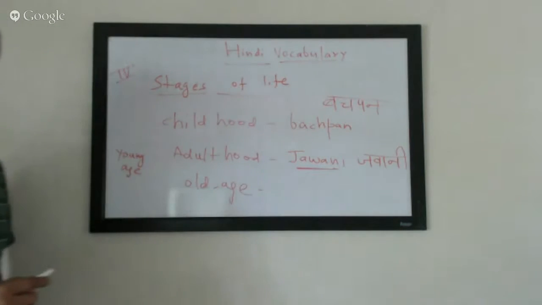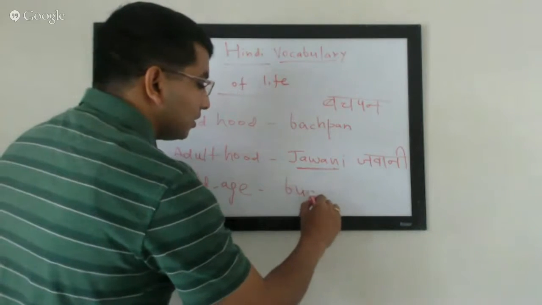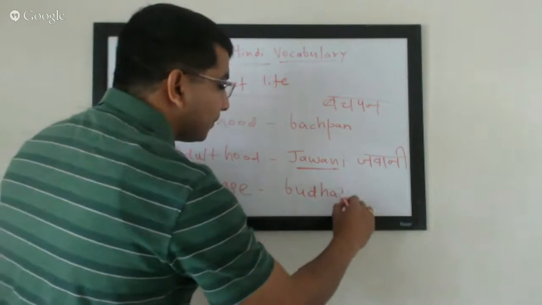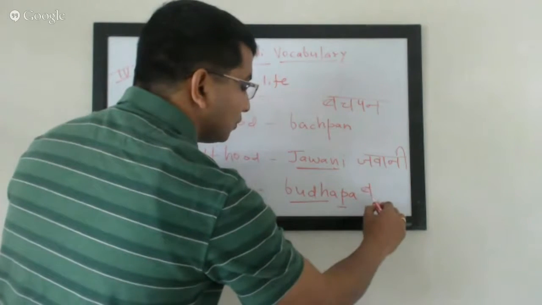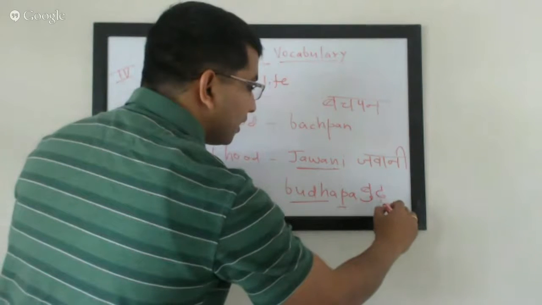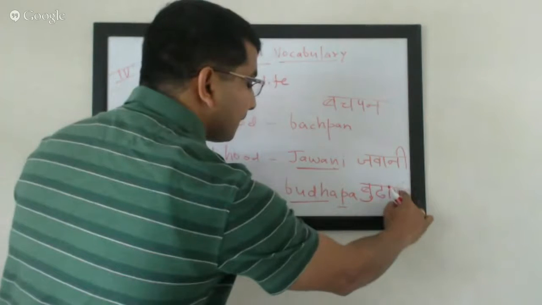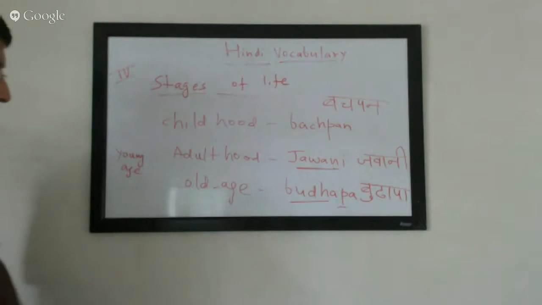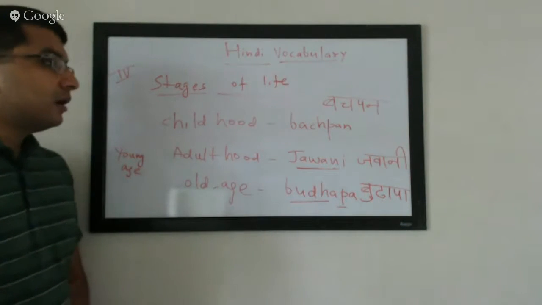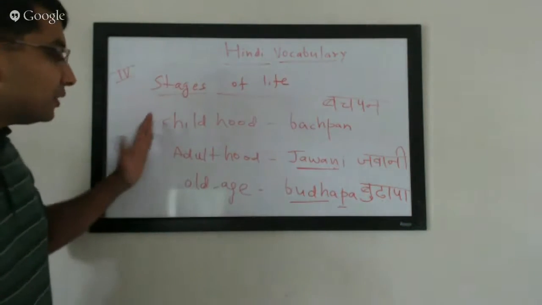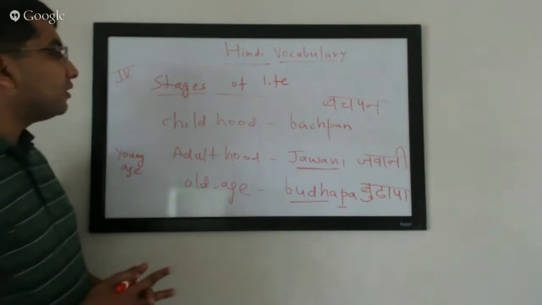And then old age, you're using budhapa, budhapa. So you have bu, ba with u, ra, and then pa, old age, budhapa. So those are the three stages that are covered in this song. If you can think of something else, I'm going to cover those vocabulary words as well. But it's good to remember at least these three words that are covered in this song.